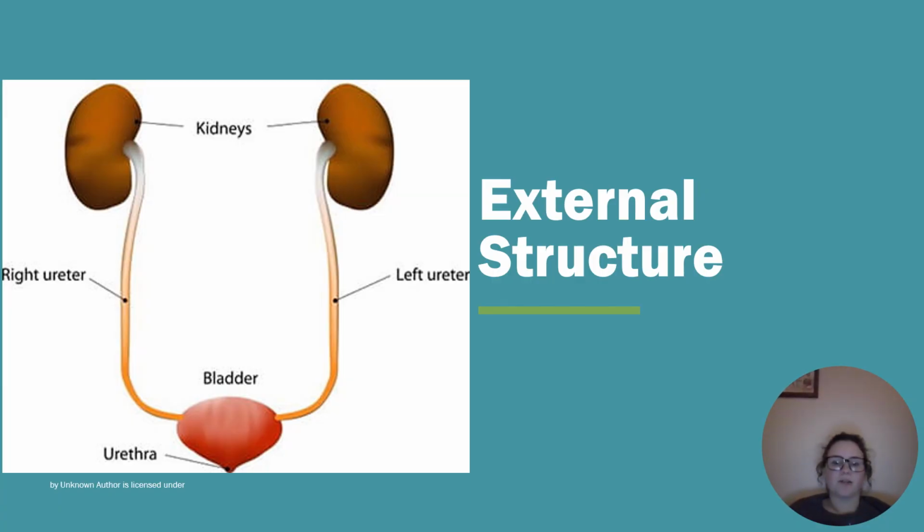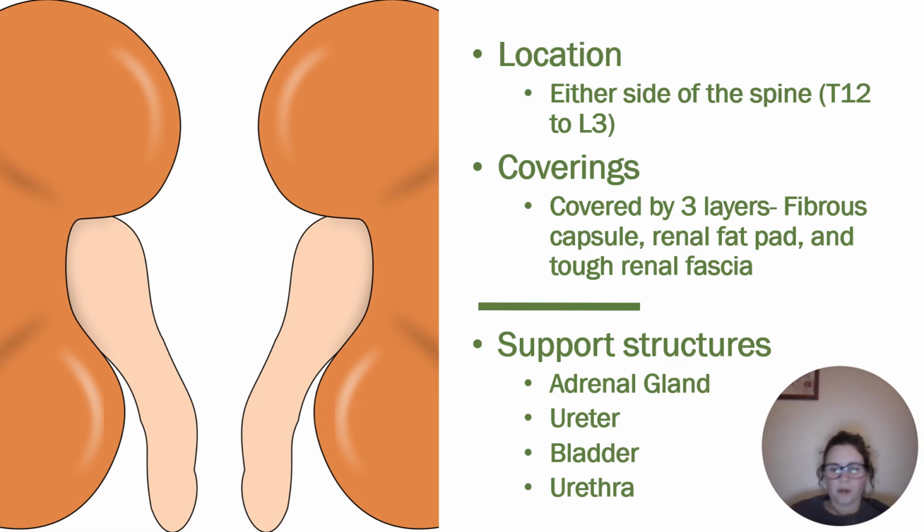First up is the external structure. So the location of the kidneys is on either side of the spine, specifically at T12 to L3. And the right kidney is slightly lower than the left kidney just because of disproportion. And the coverings, it's covered by three layers.